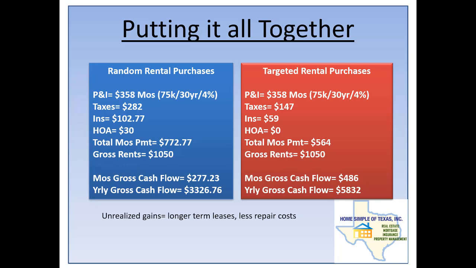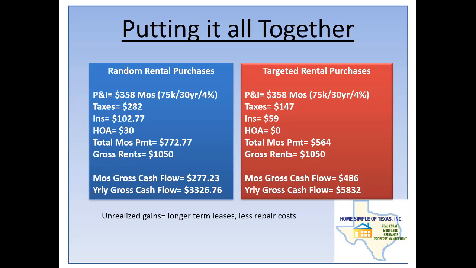You can look at your monthly and your yearly cash flow versus having a targeted rental purchase. We're looking at the same P&I, but we targeted a lower tax area. We actually manipulated our insurance in our favor because we have a strategy. There's no HOA, and so our total payment's $564, gross rent's the same amount, $1,050. And look at our increased cash flow just by spending a little bit of time putting together a plan and targeting specific areas for your rental.